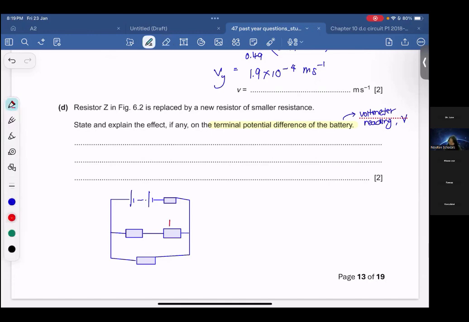Okay, so this resistance decreases. What happened to your voltmeter reading? The voltmeter is somewhere here, because this is for the battery. Let me draw it out. Battery. Okay, dear, let me check your answer.